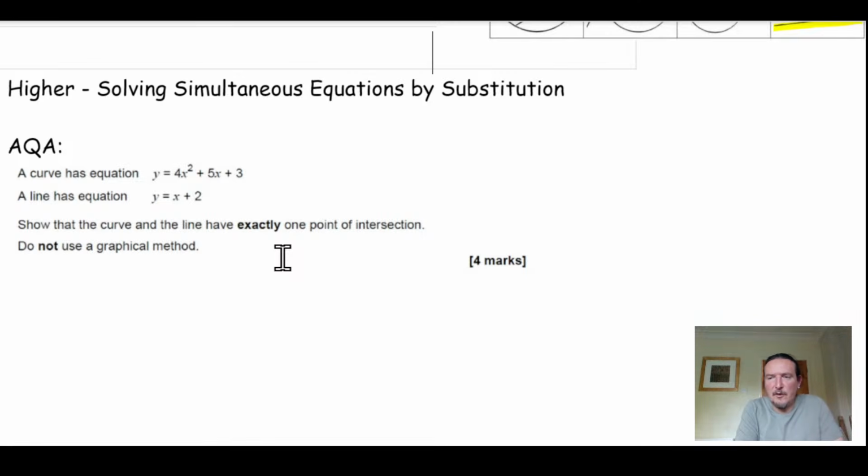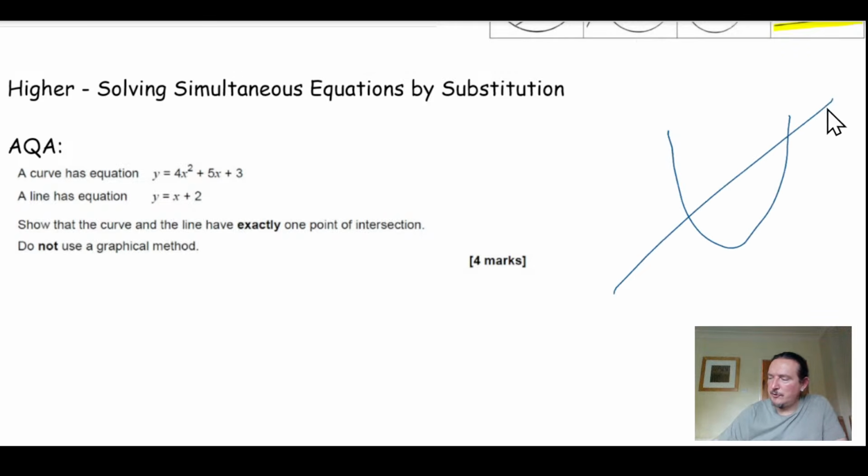This tends to be where you've got one linear equation and a non-linear equation. In this case it's a quadratic, so I've got a quadratic and a linear. Now if you imagine you had a quadratic equation and a linear equation, you tend to get 2 points of intersection, and when you're solving equations simultaneously, that's what you're doing.